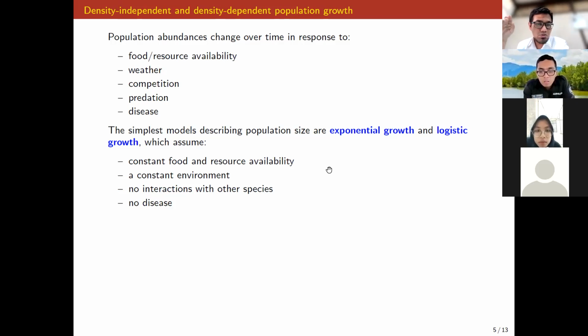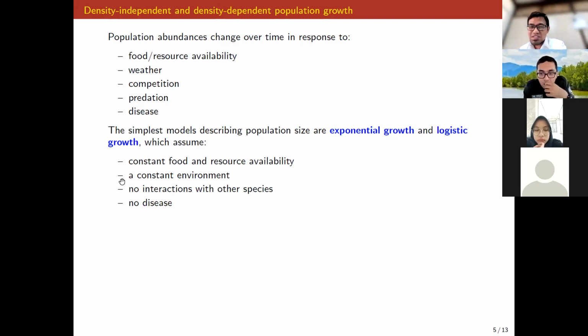And then we also can assume no interactions with other species. No interaction with predators, for example, that can make the species reduce. So this is just one species. Exponential growth and logistic growth are just for one species. There are no interactions with other species. And also there is no disease.